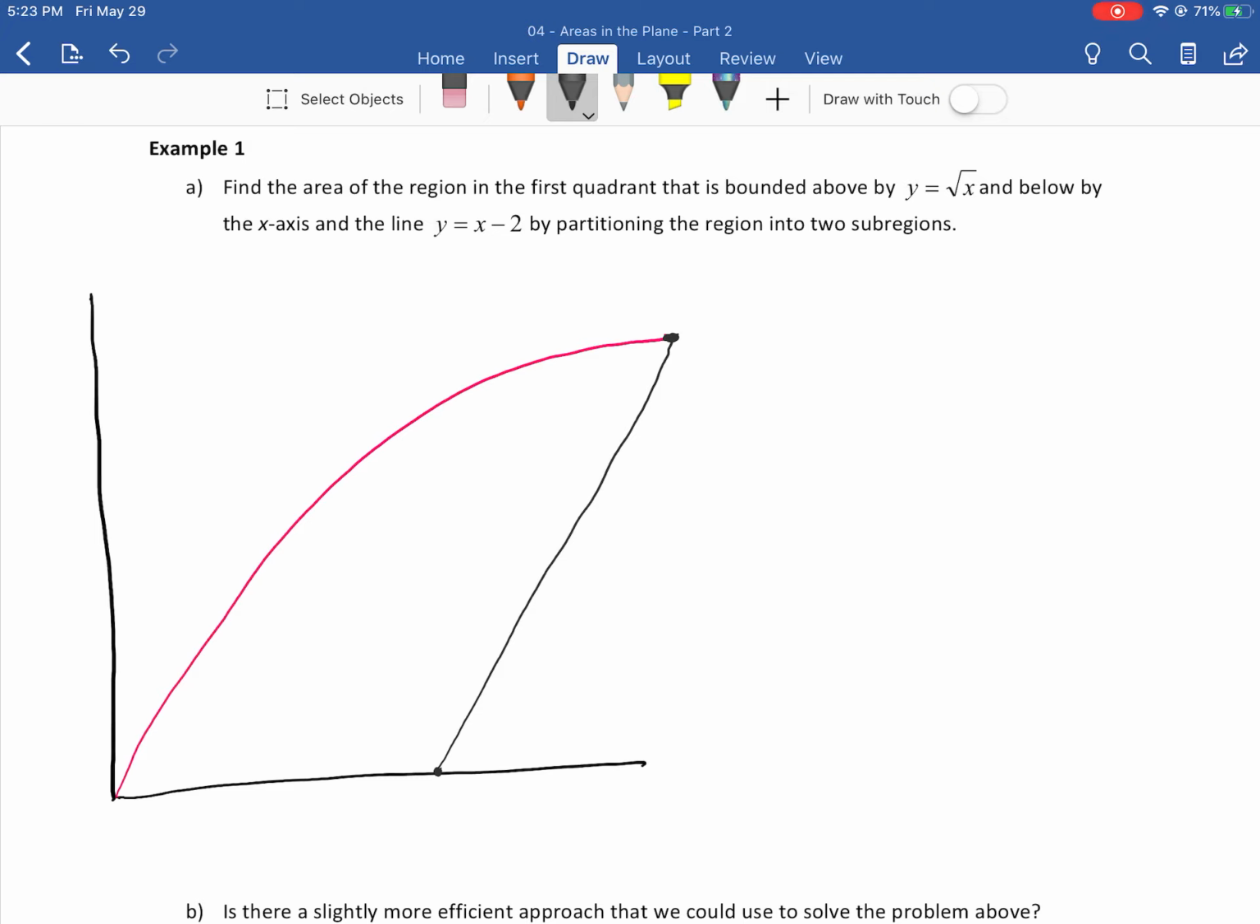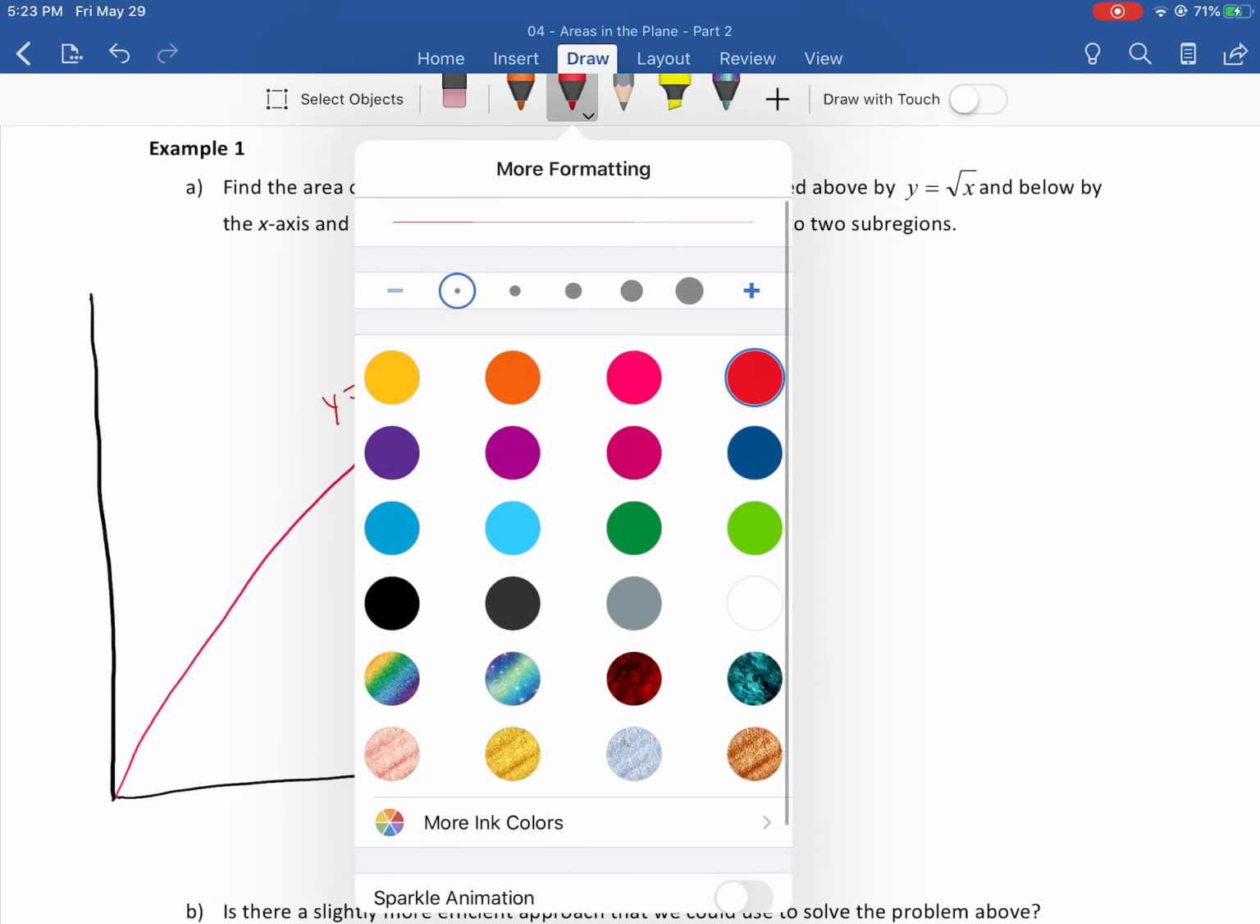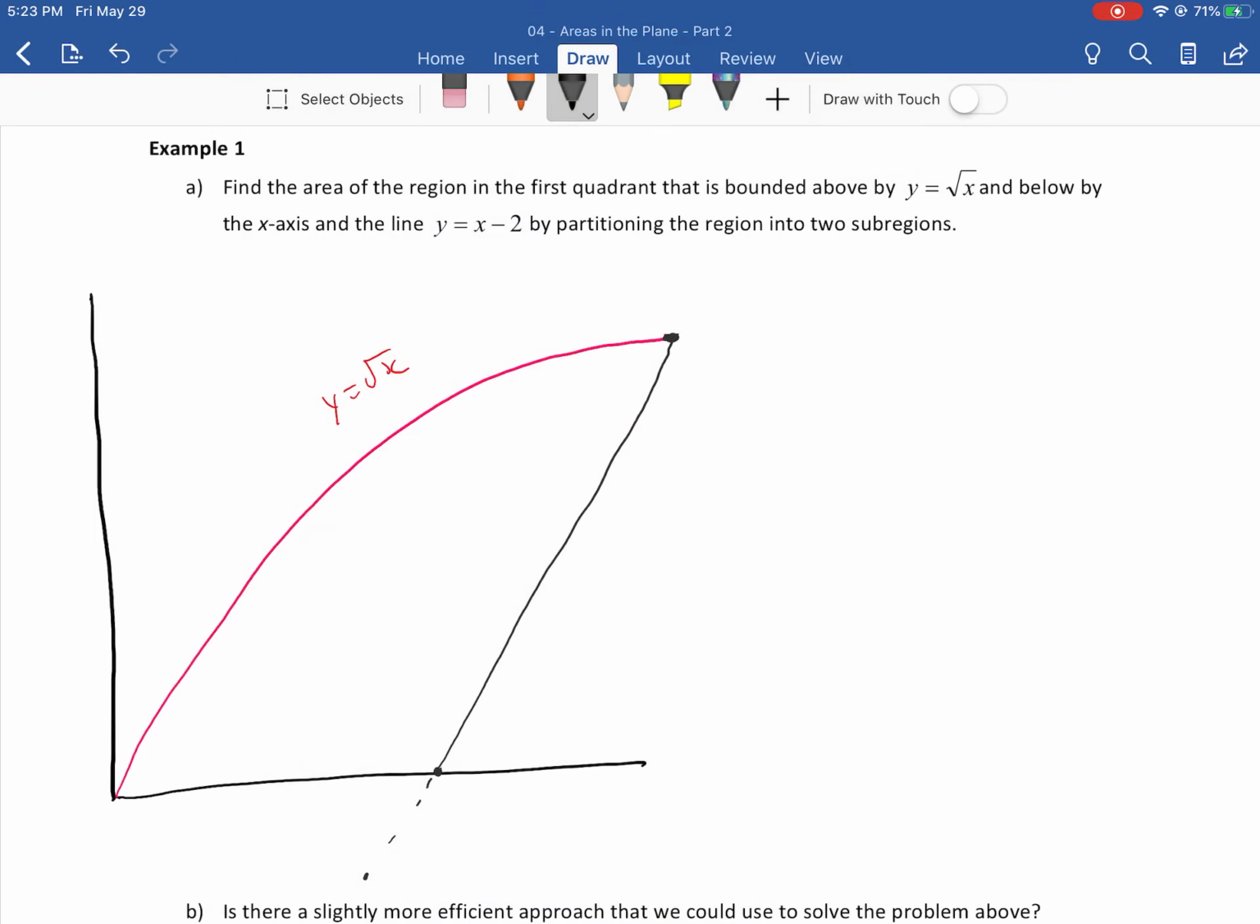You could do that with a table of values pretty easily. You can do it on your graphing calculator, no problem. But there's the situation. There's the line that goes down like this. Let me just label these things so it's clear what's happening. There's y equals root x. And here, this line here, is y equals x minus 2. What they want is to find the area that's bounded above by the red curve, y equals root x, and below by the x-axis and the line y equals x minus 2.